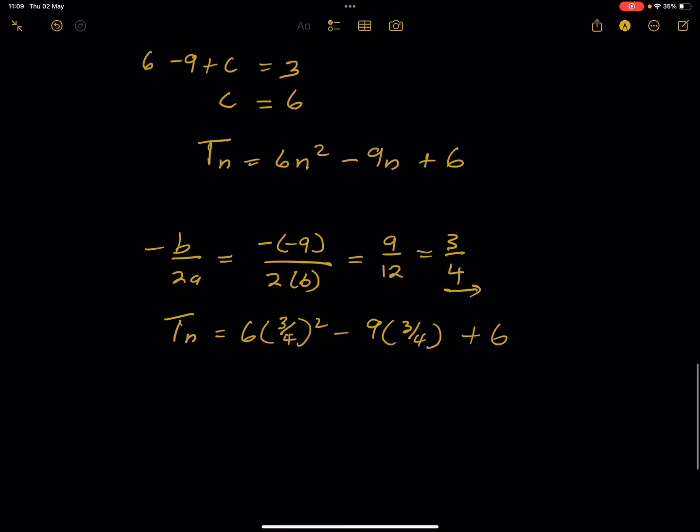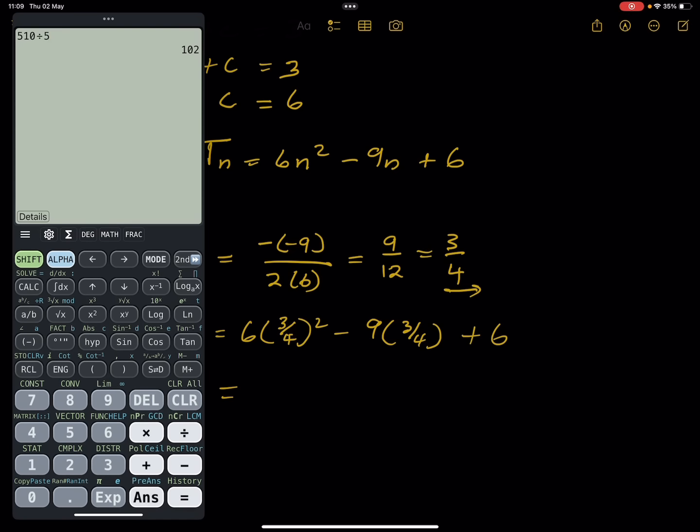This is just me being lazy to complete the square, right? So this is another way of kind of cheating the system, right? So this is 6 into 3 over 4, and remember, this is squared. Okay, that's minus 9 into 3 over 4. And again, that's plus 6. Okay, so that gives us 21 over 8, right?